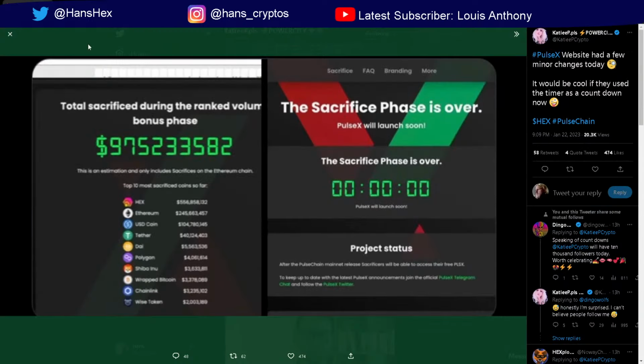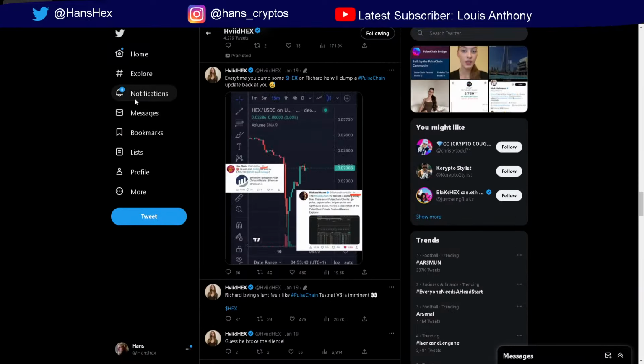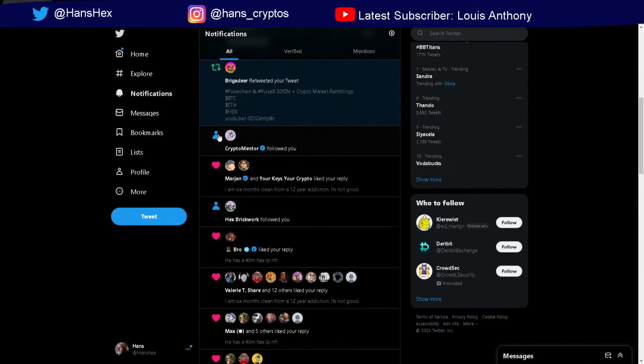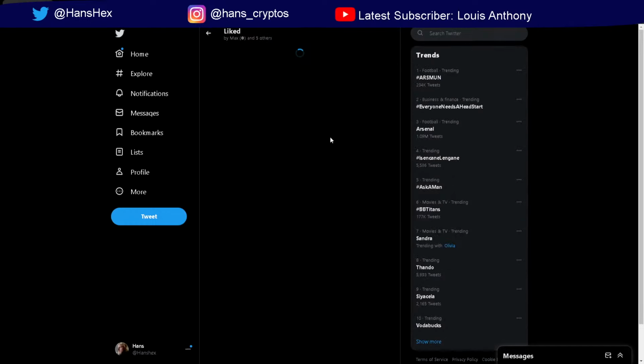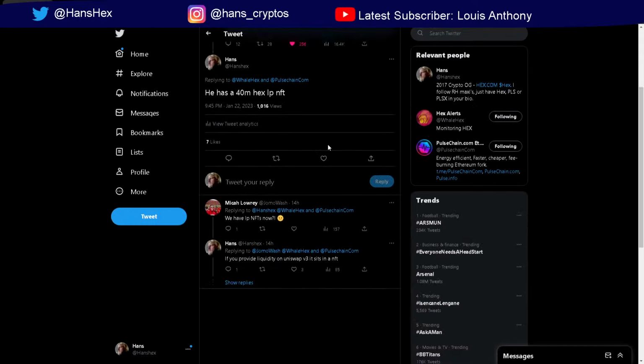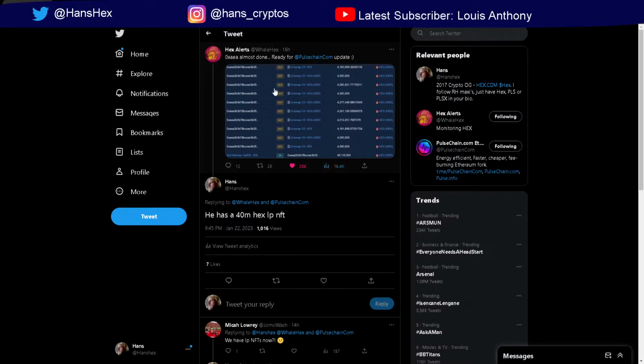Now we do have one more dumper in the chart. Let's just see if I can quickly find his wallet. This is this wallet here. So this is the guy that's been dumping. I wonder if I can quickly find this for you guys. He does seem to have one more liquidity pool of Hex. Now I need to make sure if that still exists.